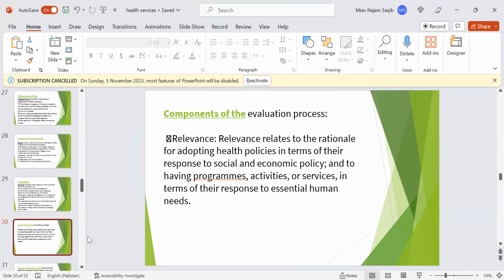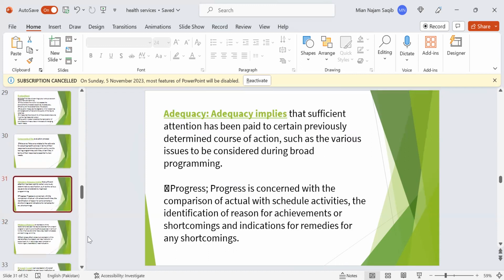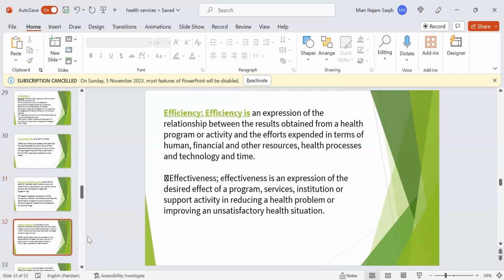Components of the evaluation process include relevance. Relevance relates to the rationale for adopting health policy in terms of its response to social and economic policy, and to having programs, activities, or services in terms of their response to essential human needs. Adequacy implies that sufficient attention has been paid to certain previously determined courses of action, such as the various issues to be considered during broad programming. Progress is concerned with the comparison of actual with scheduled activities, the identification of reasons for achievement or shortcomings, and indications for remedies of any shortcomings.